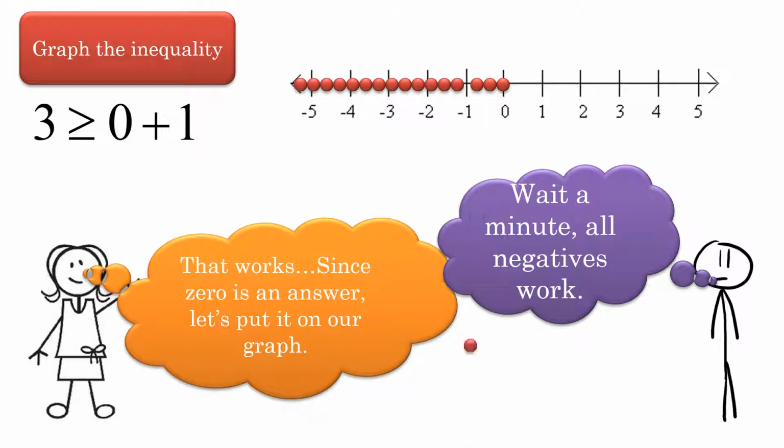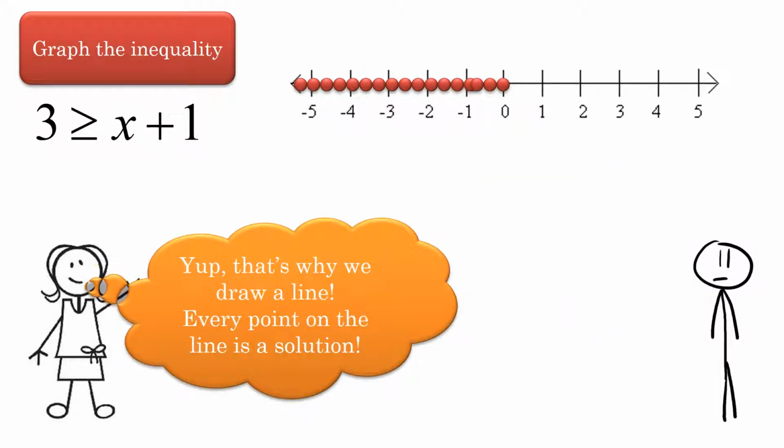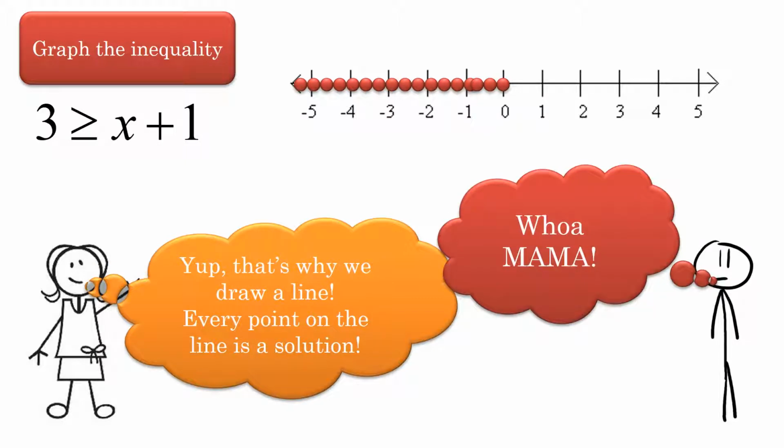So I could put dots on every single negative number, or I could just draw a line, because that's what lines are. Lines mean that every single thing underneath that line is an answer. And actually, if you were to try to draw a dot on every single negative number, it would form a solid line, continuous with no gaps at all.